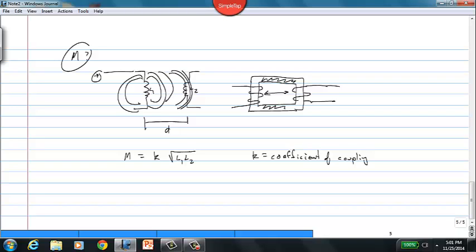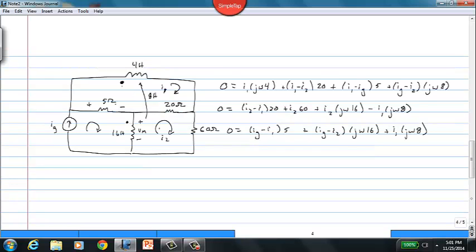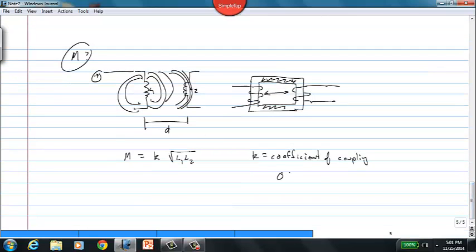And it has to be in the range, sorry about that, 0 ≤ K ≤ 1. And basically what is happening is that if K is 0, there is no magnetic coupling between the two. The magnetic field established in L1 in no way affects L2, and if K is 1, basically all the magnetic coupling from 1 influences 2. So basically K is a multiplier on the geometric mean of the two inductances.